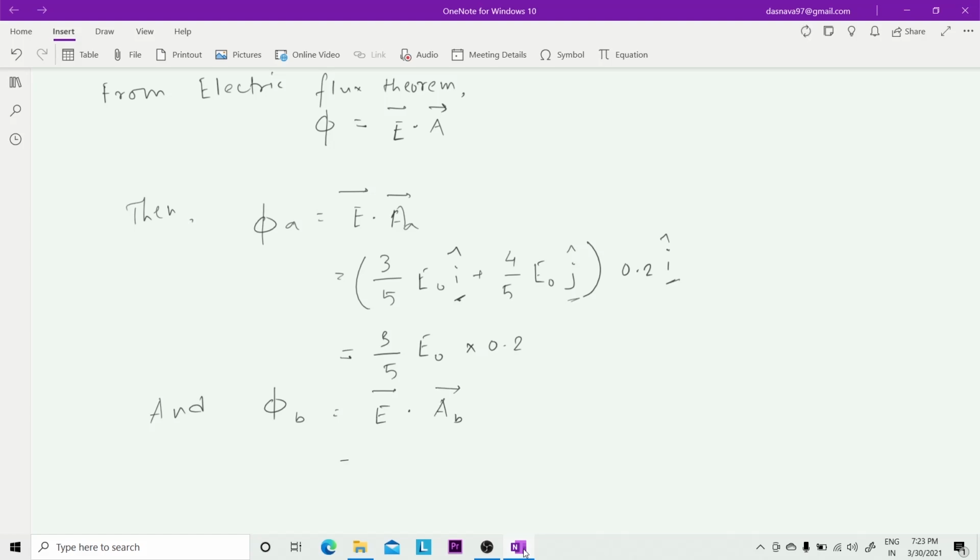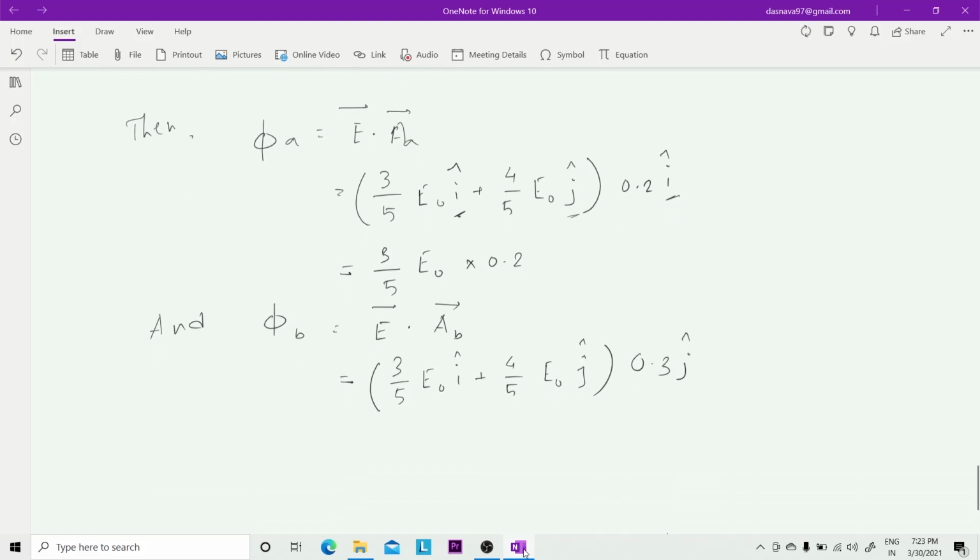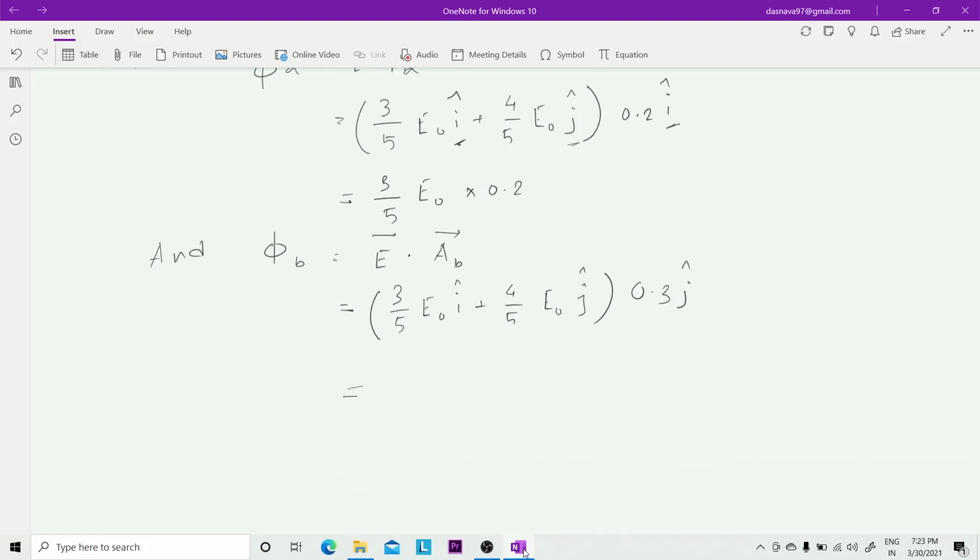and phi of B equals E vector dot A B vector, and it becomes 3/5 E0 i cap plus 4/5 E0 j cap dot 0.3 j cap, equals 4/5. Similarly 4/5 into 0.3.